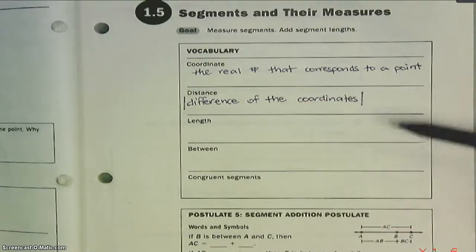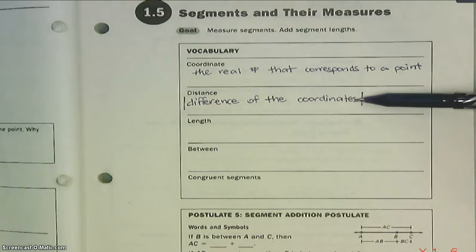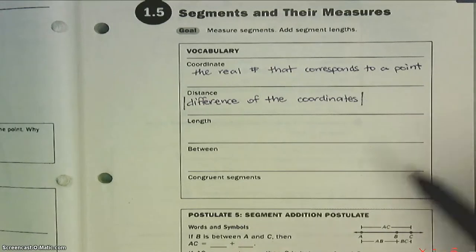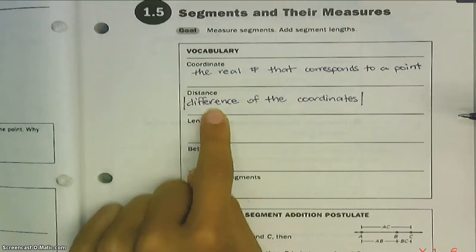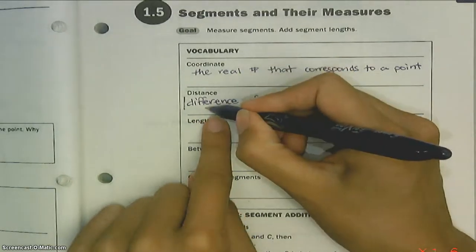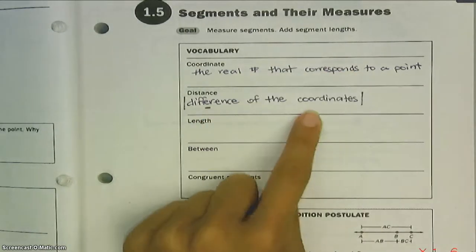So let's say, for example, let's think of mile markers as coordinates. I'm at mile marker 3, and I run to mile marker 7. What's my distance? Well, 7 minus 3 equals 4. I used the difference. I used subtraction between the coordinates to figure out my distance.